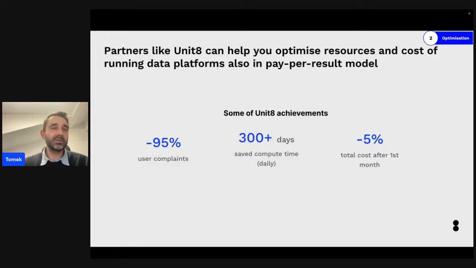And we are also quite flexible when it comes to the model that we operate in, and also going into a pay-per-results model where we only charge for the savings that we've produced.